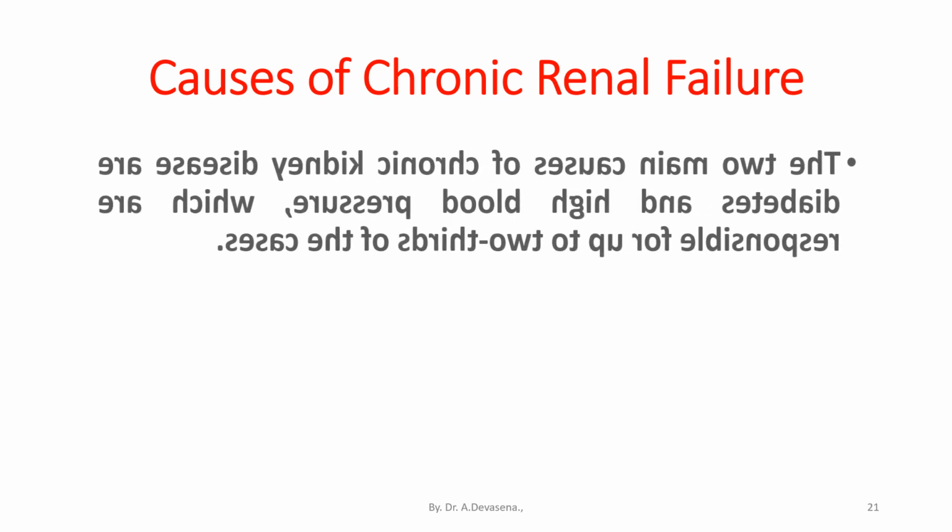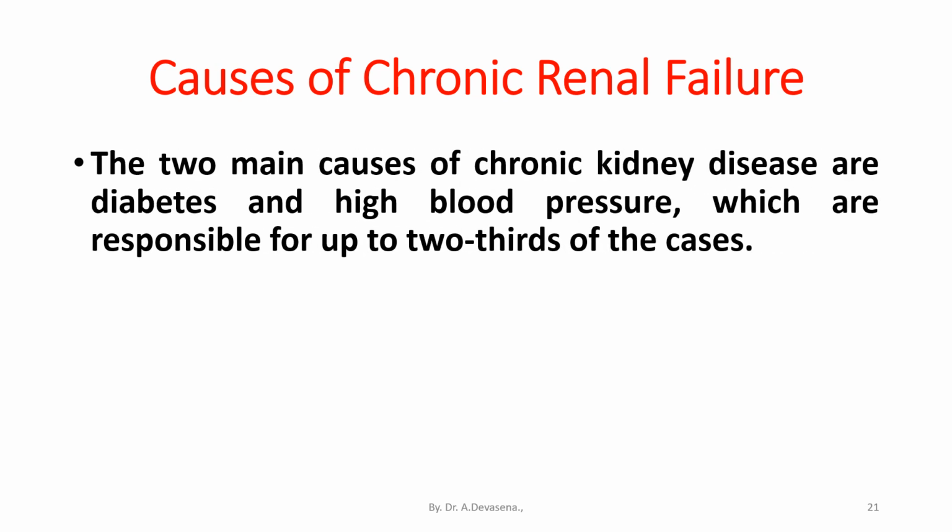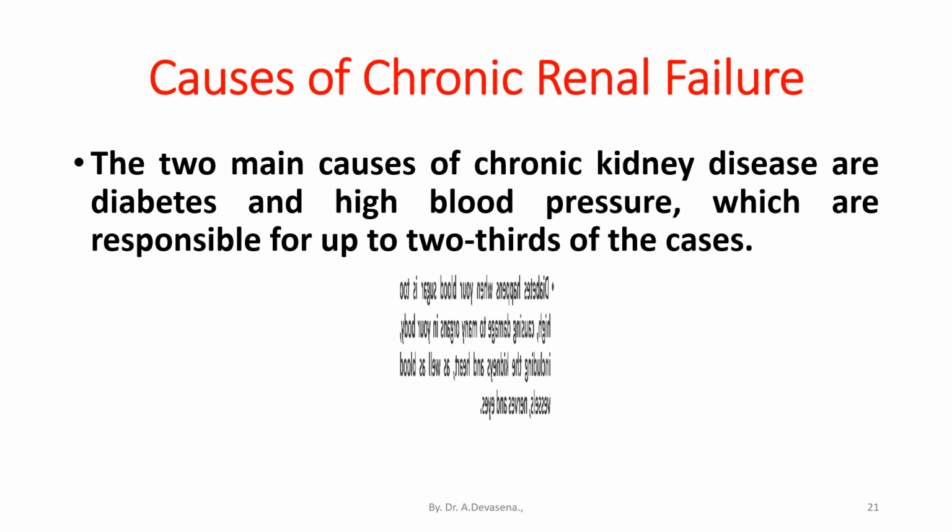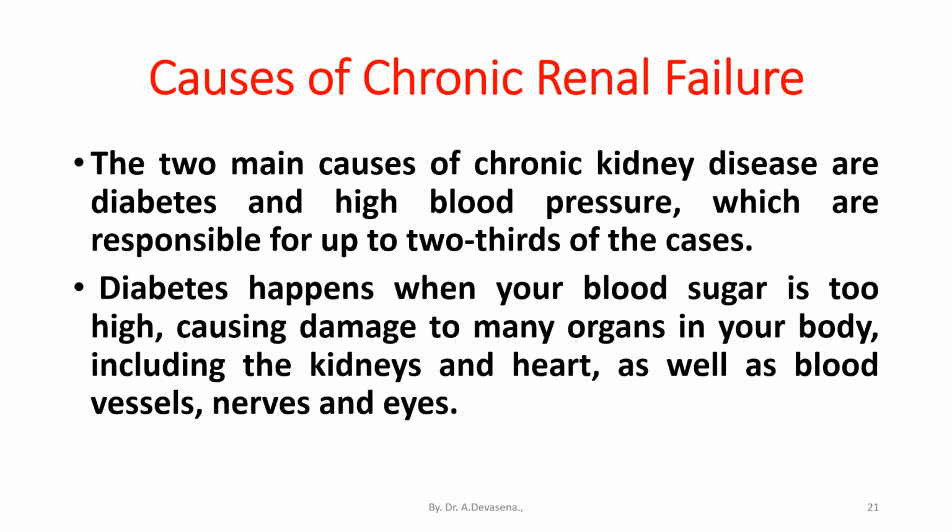The two main causes of chronic kidney disease are diabetes and high blood pressure, which are responsible for up to two-thirds of the cases. Diabetes happens when your blood sugar is too high, causing damage to many organs in your body, including the kidneys and heart, as well as blood vessels, nerves, and eyes.